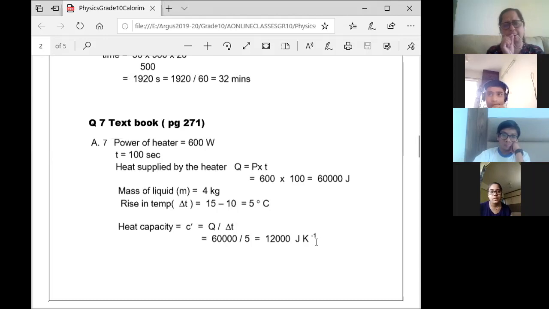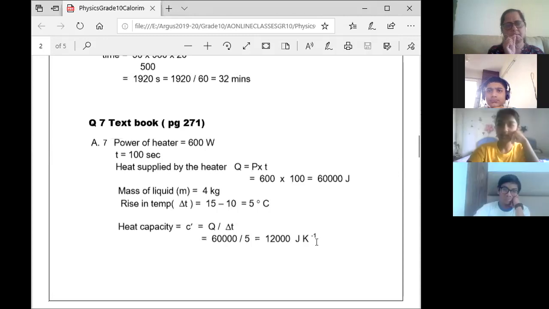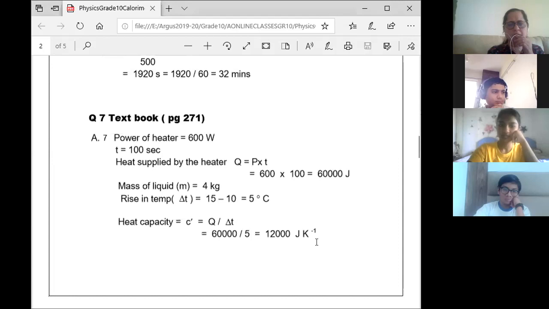Now the second part, specific heat capacity of the liquid. How will I find the specific heat capacity? I want someone to give me the answer. How do I find specific heat capacity? I want to find C. How do I find C? Q upon M delta T. Q upon M delta T. Okay, good.